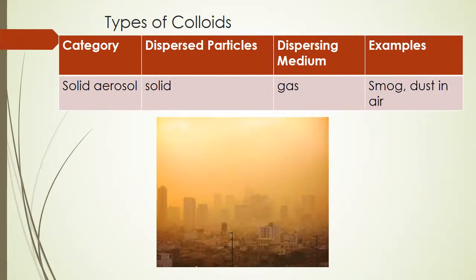The last category or type of colloid is the solid aerosol. In a solid aerosol, you can find their small solid particles that are dispersed in gas medium. Example of that is smog. When we say smog, that's a combination of smoke and fog, and then dust in the air. So we have here a picture of Metro Manila, which is covered with smog.